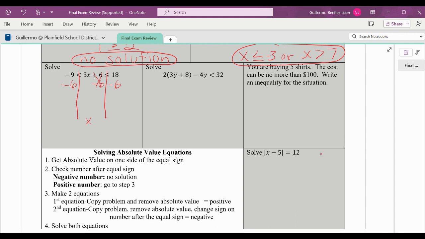Negative 9 minus 6 is negative 15. Inequality sign. 3x is now by itself in the middle. And then this is 12. Lastly, I got to get rid of the 3 by dividing. Remember, what I do in the middle, I do on the left and the right. Negative 15 divided by 3 is negative 5. Less than x, less than or equal to 12 divided by 3 is 4. And this is my answer. x is now by itself in the middle.